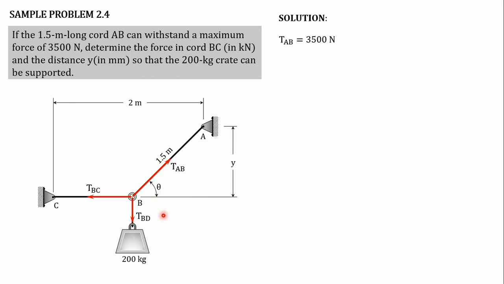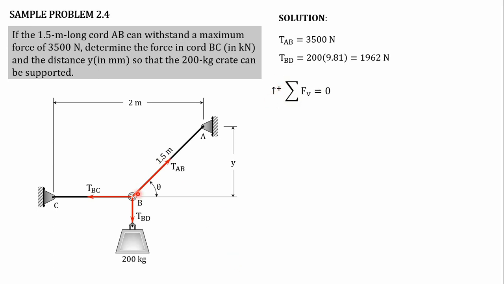By sin theta equal to Y divided by 1.5. Let's first solve tension BD. Tension BD is equal to 200 kg times 9.81 meters per second squared, which is equal to 1,962 Newton. That is our tension BD. Now, summation of vertical forces is equal to 0, and I will assume that going upward is positive.